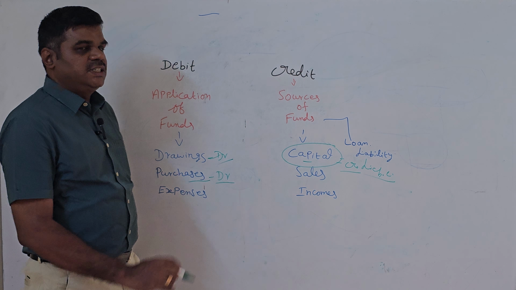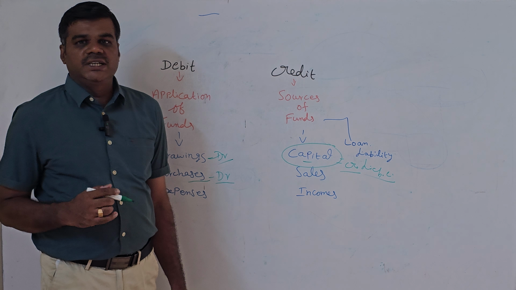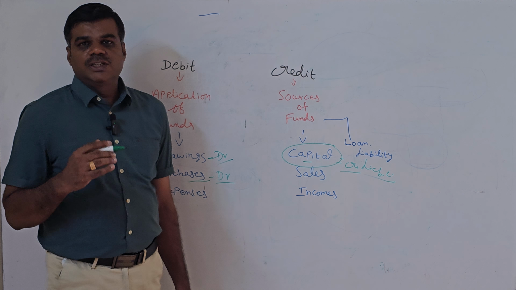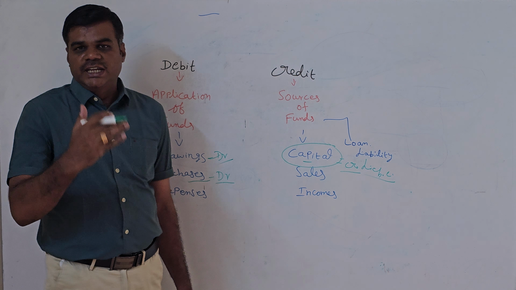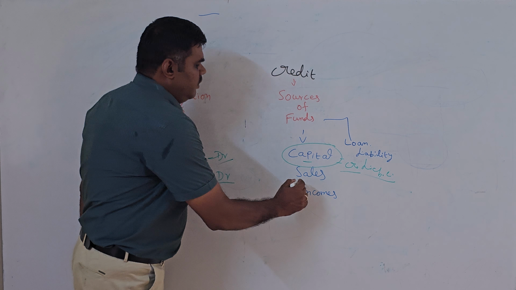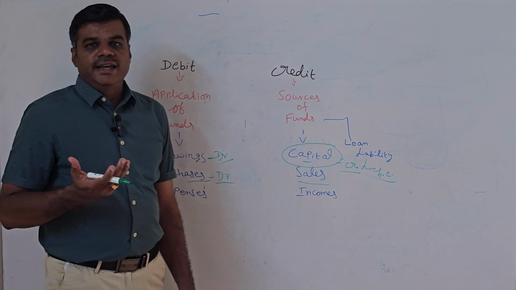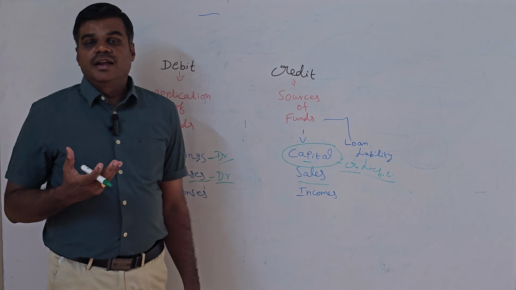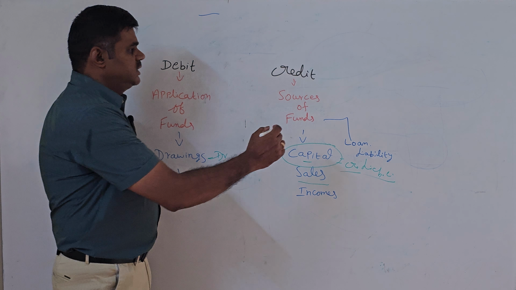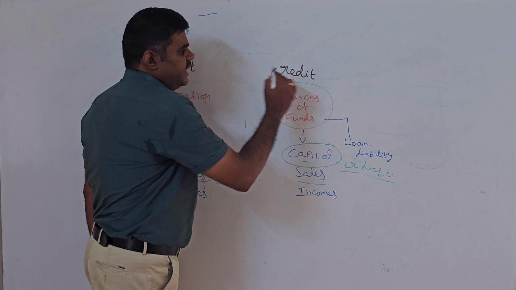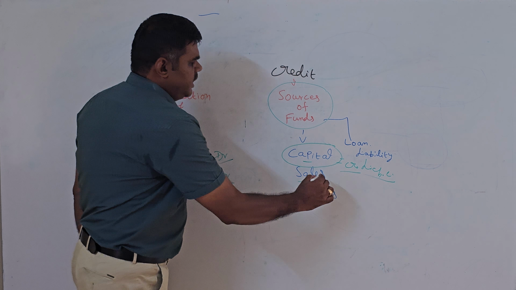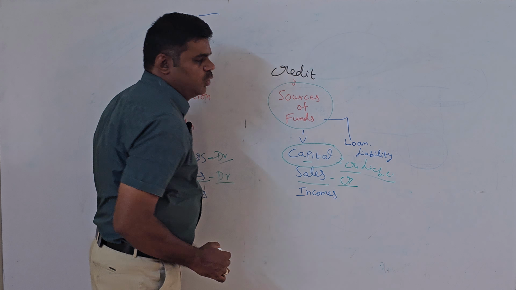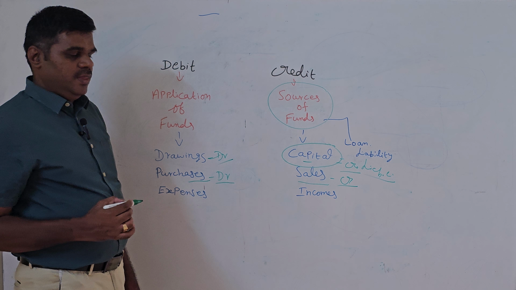With the help of purchases, why are we doing purchases? To do business. To do business means we are going to sell it. Whenever we do sales, we are getting cash. We are getting funds. Once again, sources of funds are created. That's why sales always show a credit balance.